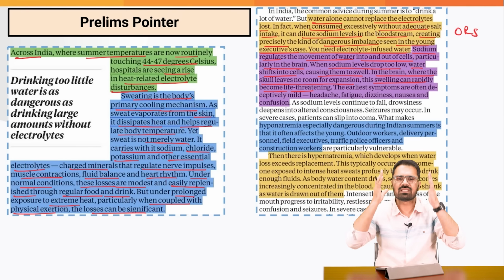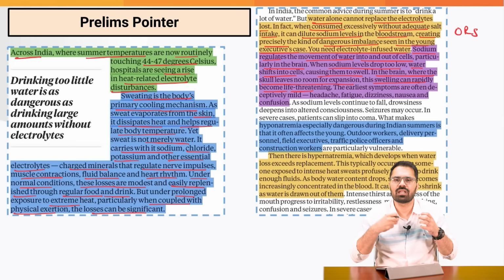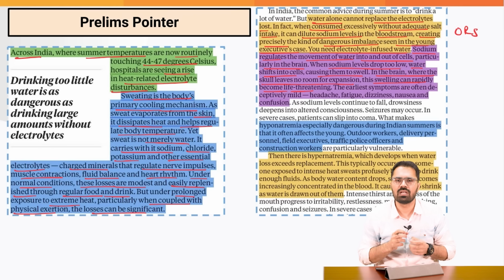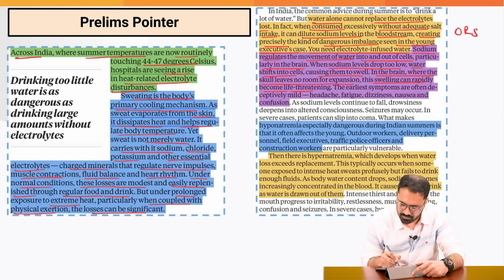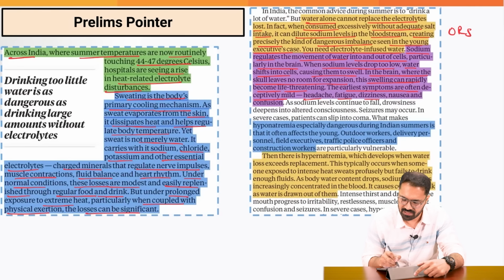You have limited space within your skull and the cells keep on expanding because of gaining water without having enough space. So it becomes life-threatening. The earliest symptoms are often deceptively mild. The symptoms are generally headache, fatigue, dizziness, nausea, and confusion.